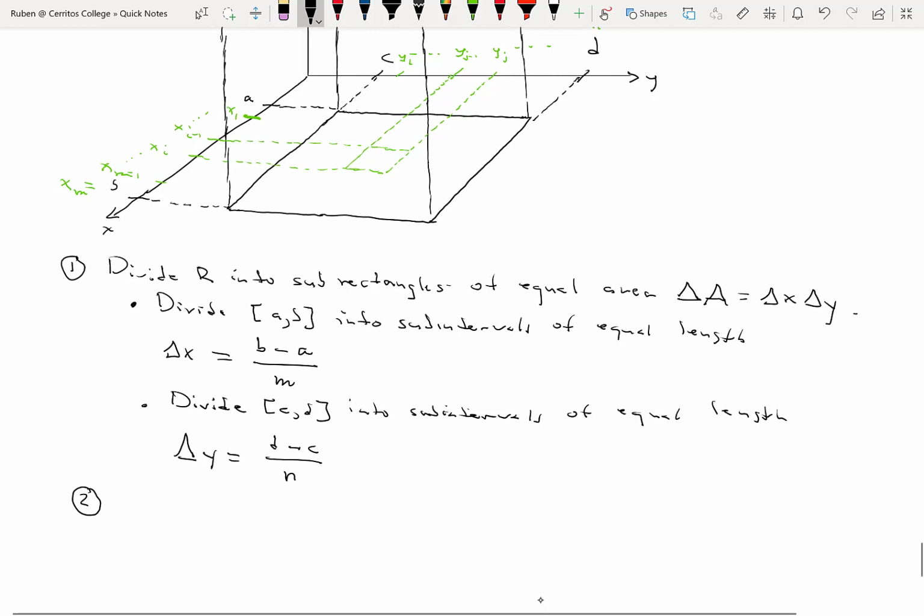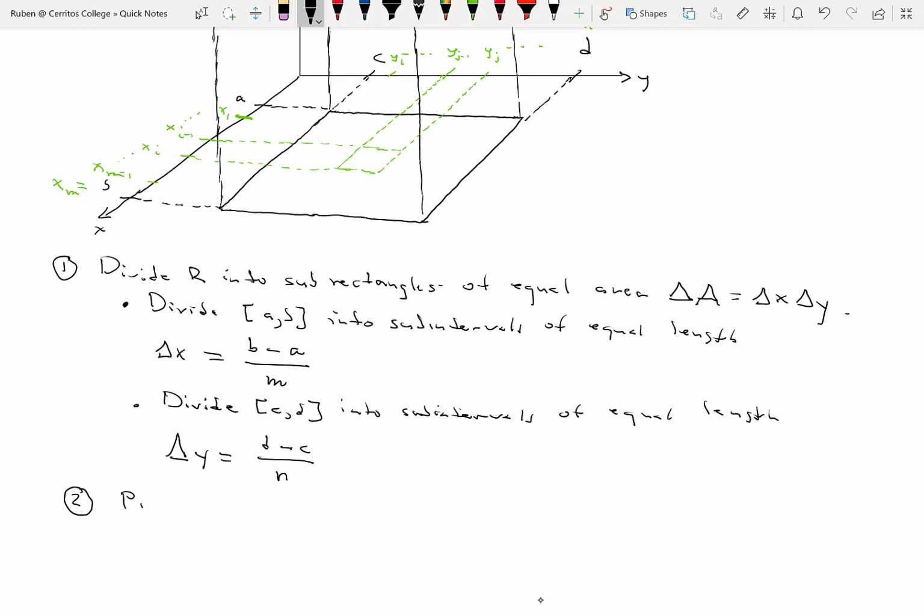If that didn't make sense, hopefully this will. We're going to pick a point randomly within each of the subrectangles. That point will have coordinates x sub i j star, y sub i j star. The x coordinate will depend on what the i value is along the x-axis and what the j value is on the y-axis. So we have a doubly subscripted point in each subrectangle. I think in my notes I actually wrote subinterval.